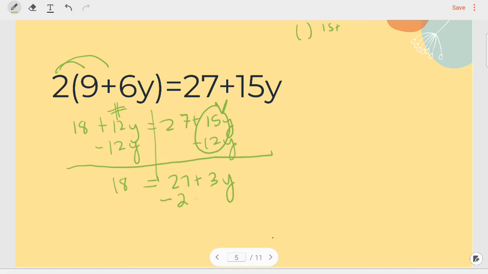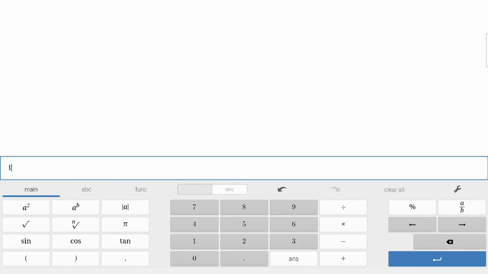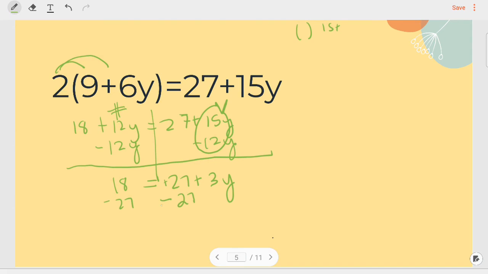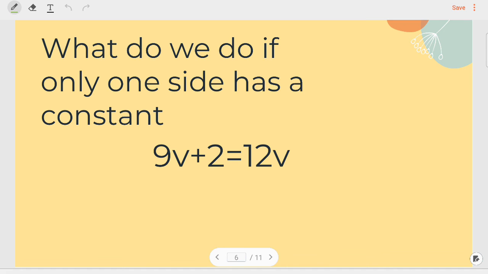Continuing, I'm going to minus 27 since it's positive. 18 minus 27 is negative 9. Negative 9 is equal to 3y, and I'm going to solve by dividing by 3. And I get my final answer, negative 3 equals y. And there you go. What do I do if only one side has a constant?